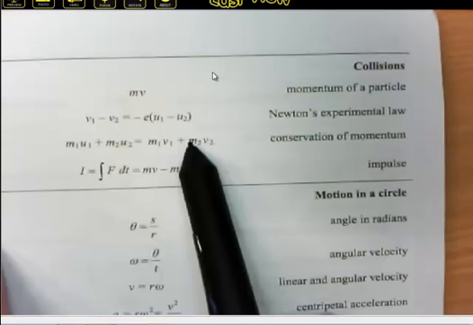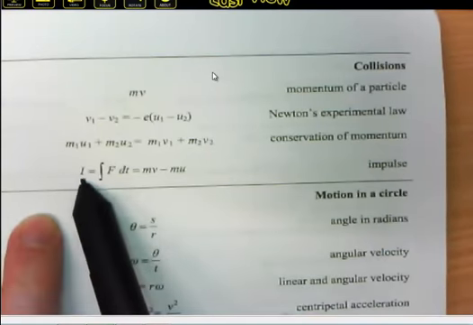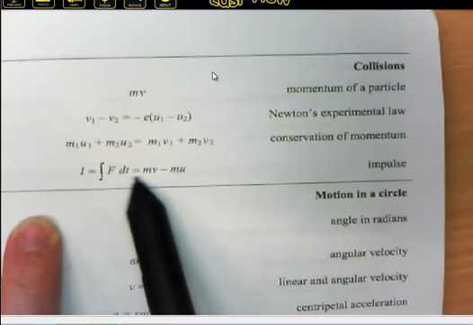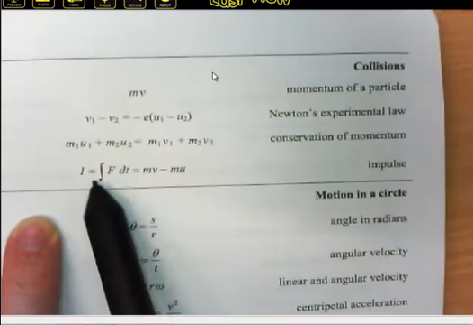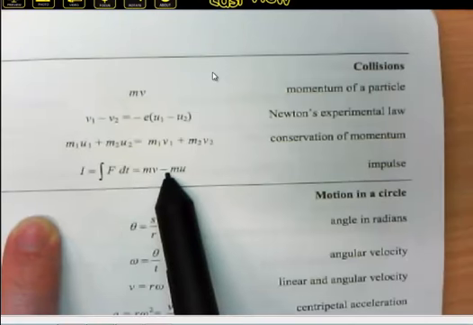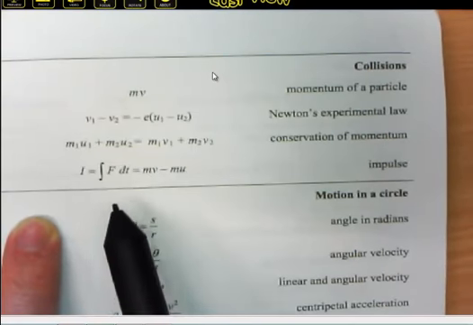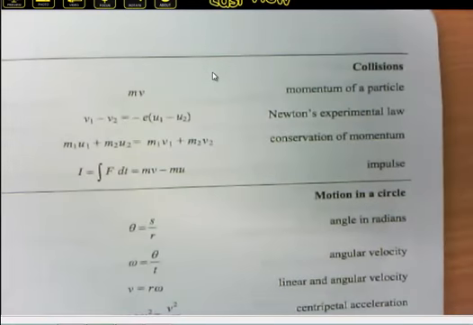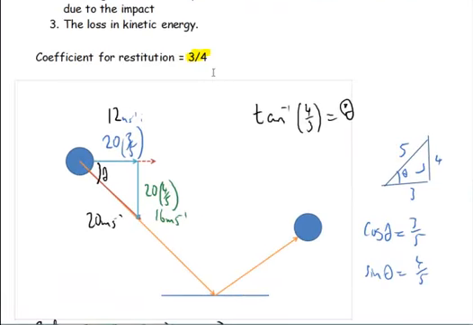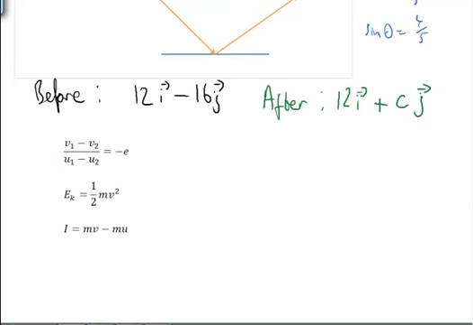We've got the conservation of momentum as well, which can be used, but in this problem we're using the impulse, which is I is equal to the integral of force with respect to time. What we're going to do is use it in this form, which is mass times final velocity minus mass times initial velocity. Now we can go back to the problem. So those are the equations we're going to be using here. I've got them already typed up here.